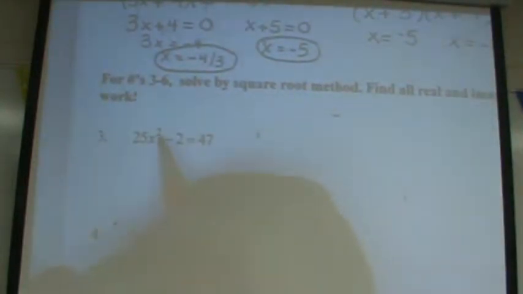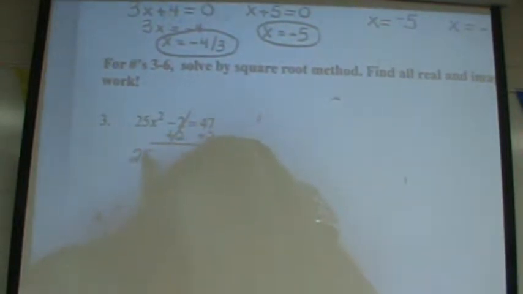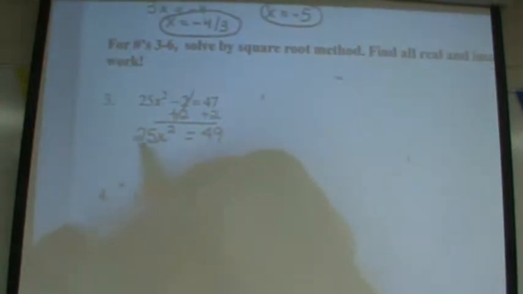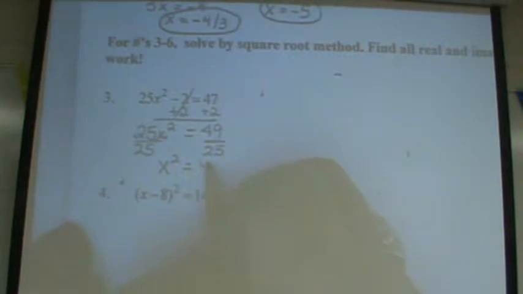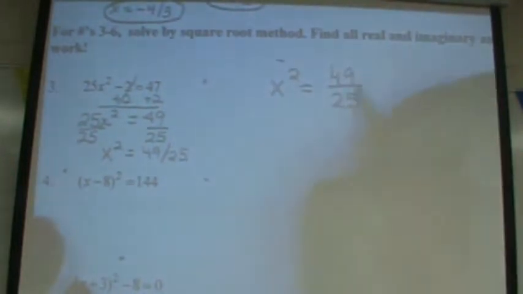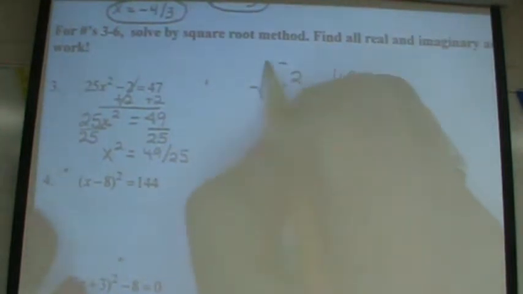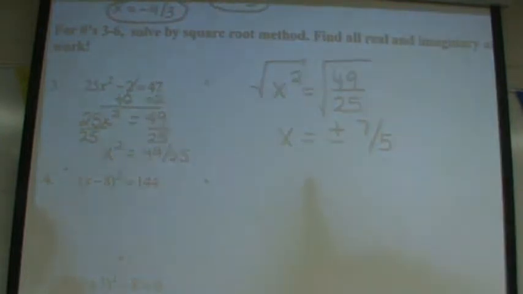Okay, next one. Again, we have a quadratic function. We are solving for x squared. I'm noticing that there's no middle term. So I'm going to get this x squared isolated. So I'm going to first get rid of this 2. I'm going to add 2. This becomes 49. Again, I want to isolate x squared, so I'm going to divide by 25. So x squared is equal to 49 over 25. Now, I don't want x squared, I want an x. So I'm going to take the square root of both sides. And my answer is plus or minus 7/5. Don't forget both answers.